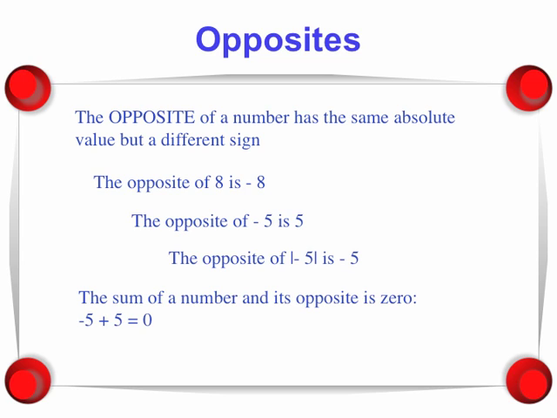It is always true that the sum of a number and its opposite is 0. So -5 plus +5 is equal to 0. This is a property that we've already learned about. This is the 0 property of addition. We also called it the inverse property.